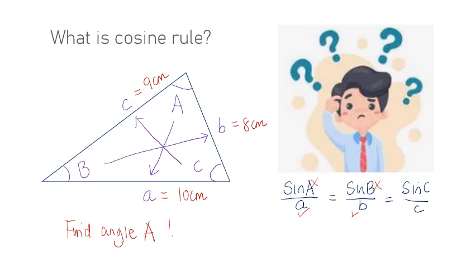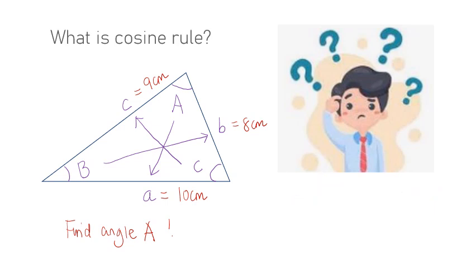Supposing I used this ratio, sine A over a equals sine C over c. All right, I'm not given angle A, so cross it out. I'm not given angle C, cross it out. So again, we end up having an equation with two unknowns. So we are trapped. And therefore, we need to learn a new rule, and this rule is called the cosine rule. So what exactly is the cosine rule?